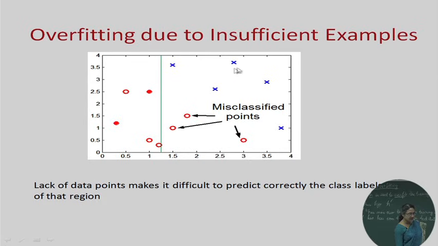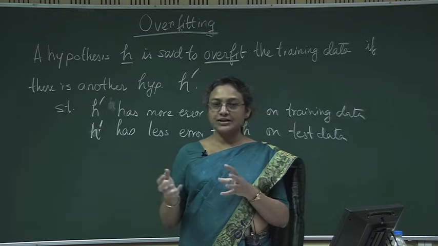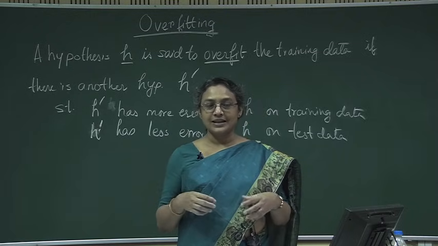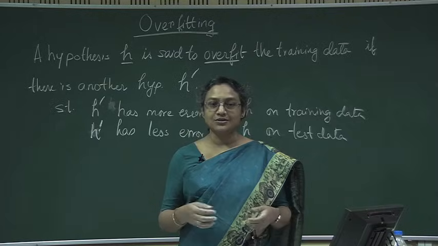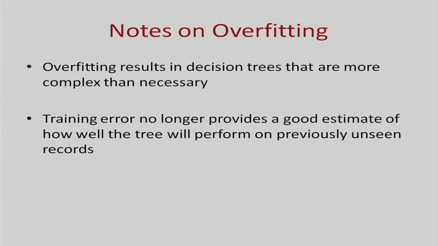These blue crosses are the one class, and the red solid circles are the other class, and the red hollow circles are your test points. Because you do not have enough examples, these points may be misclassified. If in a region in the feature space you do not have sufficient examples, then you cannot form a proper hypothesis about that region, and this may lead to overfitting.